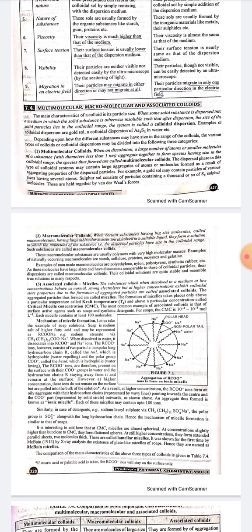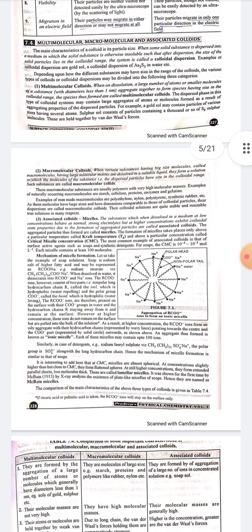However, at high concentration, these ions do not remain on the surface but are pulled into the bulk of the solution. As a result, at a higher concentration, the RCOO negative ions form an oily aggregate with their hydrocarbon chains, represented by wavy lines, pointing toward the center, and the COO negative part outwards as shown above. An aggregate thus formed is known as an ionic micelle. Each of these micelles may contain up to 100 ions.